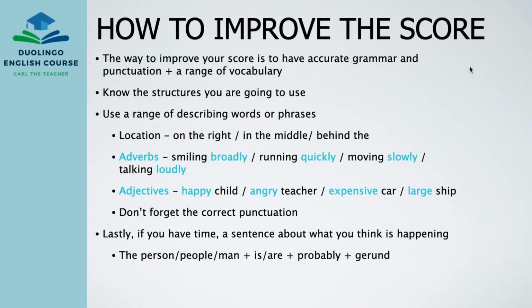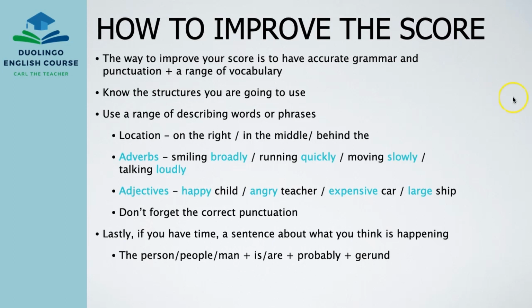But the most important thing is to describe the picture first of all by summarizing it and then saying, in the present continuous, what is happening. This is the structure that I think you should use. The person, the people, the man, is or are, depending on if it's singular or plural. Probably playing, sleeping, studying, discussing, whatever you think it could be.